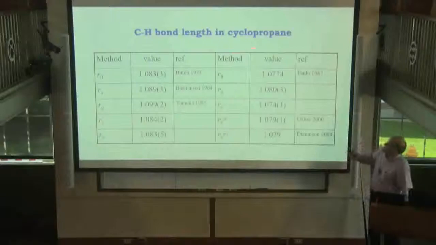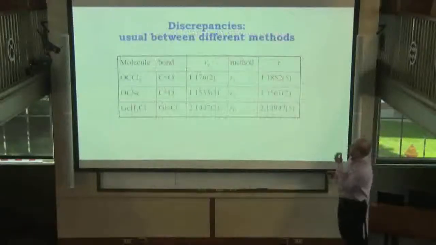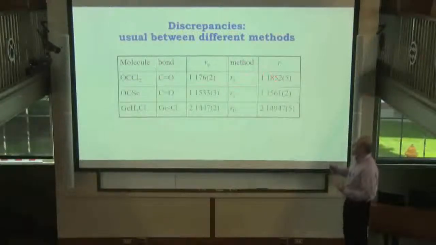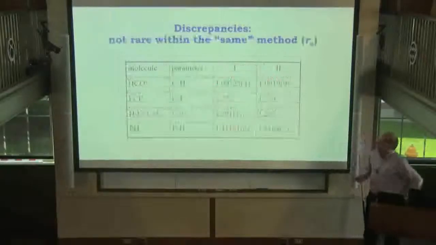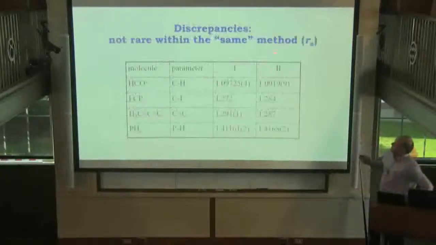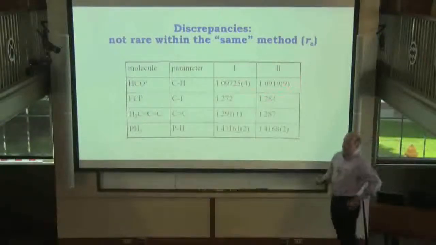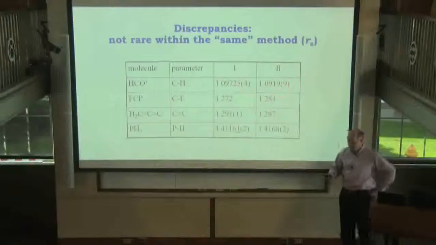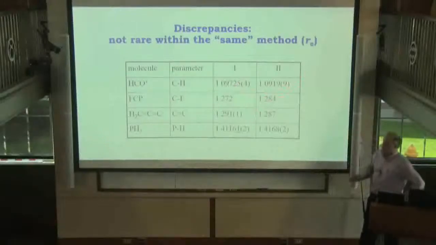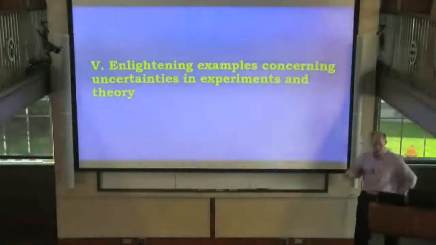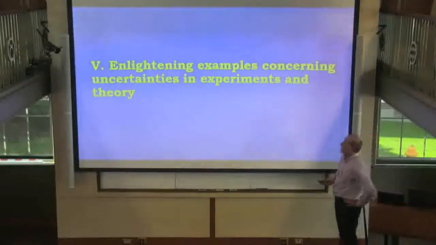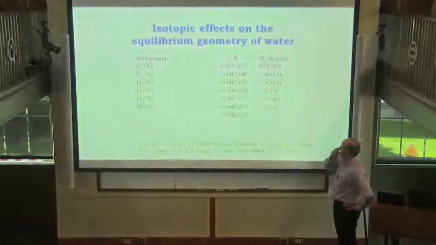Even for simple molecules like cyclopropane, you see the variation in the results. And this variation is quite characteristic between RE and other structures like RS and R0. Of course, sometimes even within the same method, RE structures can be different, but at least you know what to do, how to push the level of theory to convergence, which was also the theme of the previous talk. So some examples about structures.